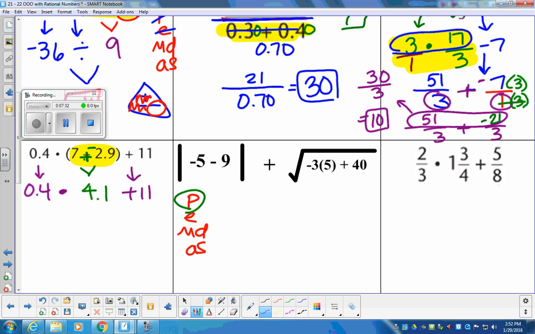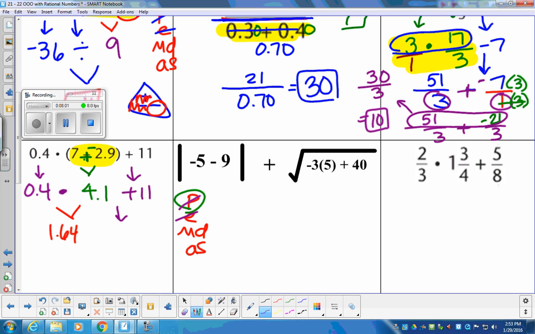Now you can go ahead and do this by hand if you want. I'm going to use my calculator on this next step, I think. All parentheses are gone. So I move to exponents next. Do we have any exponents? No, no powers or exponents in there. Then multiplication kicks in. We're going to go ahead and multiply these two. We have 0.4 multiplied by 4.1. All right, so as we multiply then, we have 1.64.